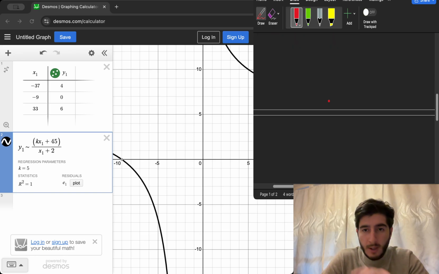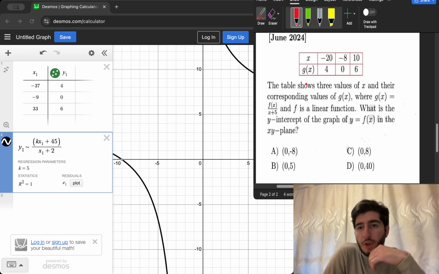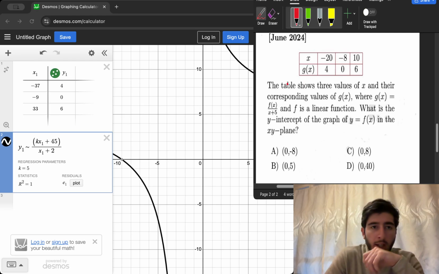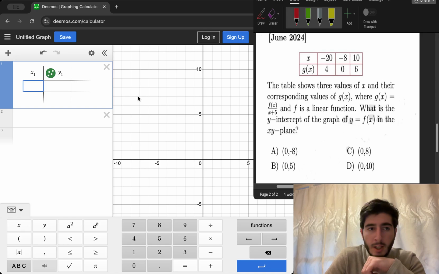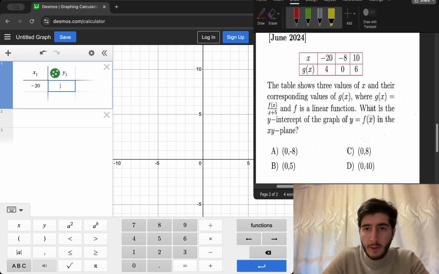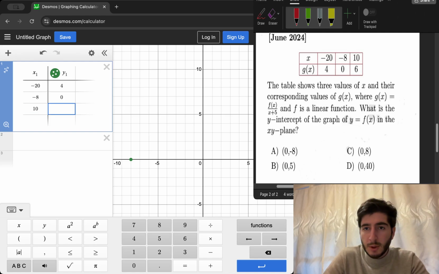Let's move on to the next question. The table shows three values of x and their corresponding values of g of x, where g of x equals f of x over (x + 5) and f is a linear function. What's the y-intercept of the graph of y equals f of x in the xy plane? You should create a table on Desmos by clicking the plus button, clicking table, and typing in the points: the second point is x of negative 8 and y of 0, and the third point is x of 10 and y of 6.